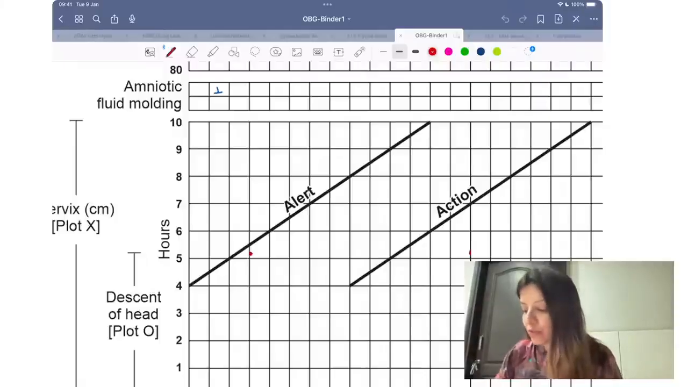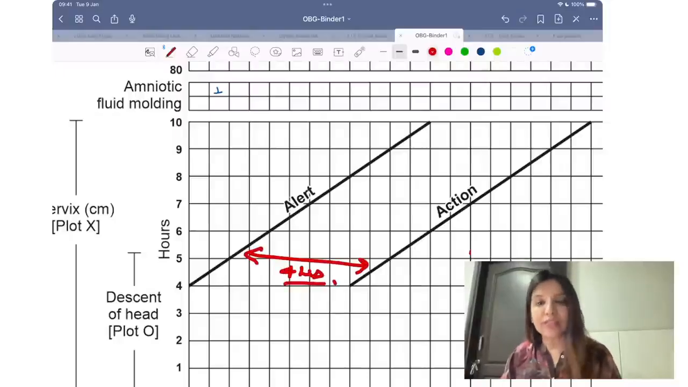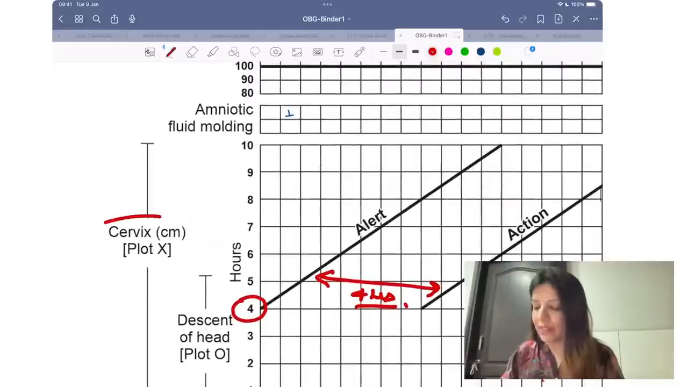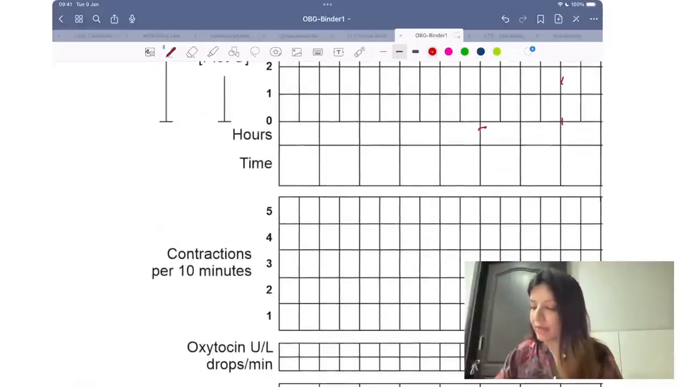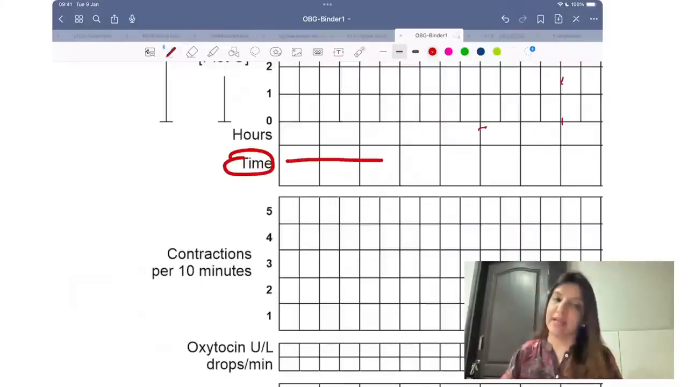The time duration between both of them is 4 hours, right? As you can see in modified WHO partogram, the active phase is going to begin at 4 centimeters and plotting is going to begin at 4 centimeters. Common point about both the partograms, modified WHO partogram and labor care guide, is that in both of them cervical dilatation is represented on y-axis and time is represented on x-axis.